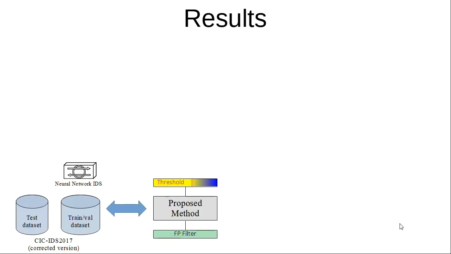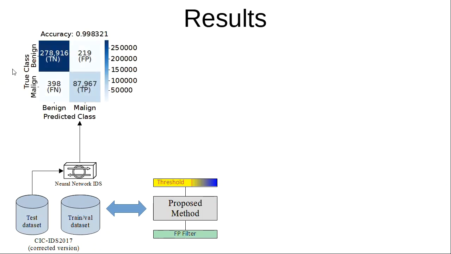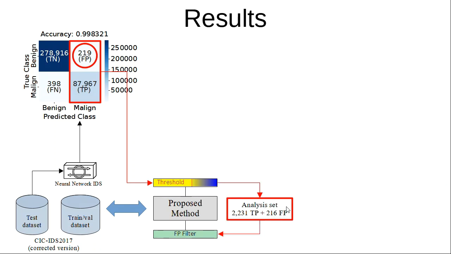The test set is used to evaluate the method. First, we get the confusion matrix shown in the top left corner. Our goal is to efficiently identify as many of these 219 false positives as possible. In a production environment, they would be among the nearly 19,000 true positives. Using the threshold, a higher proportion of false alarms are selected, along with nearly 2,000 low confidence true positives.